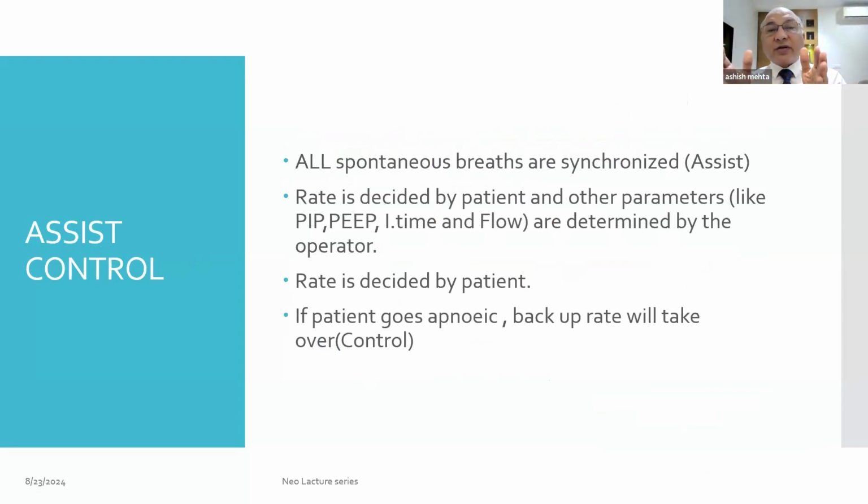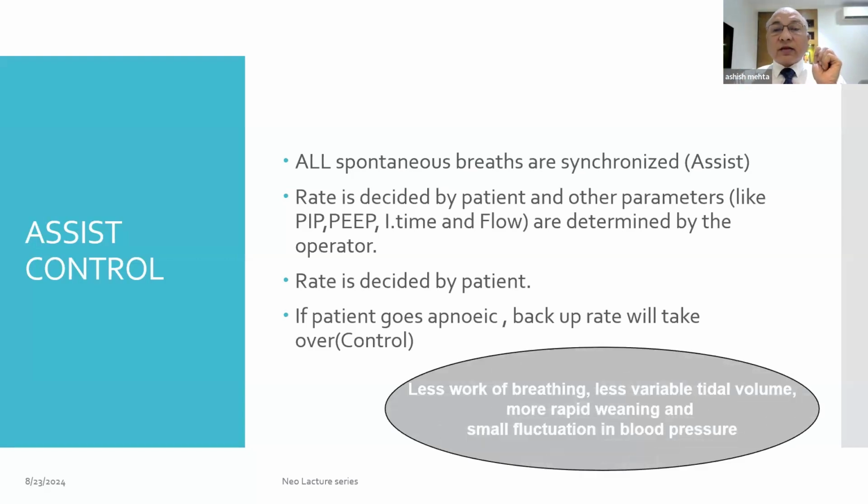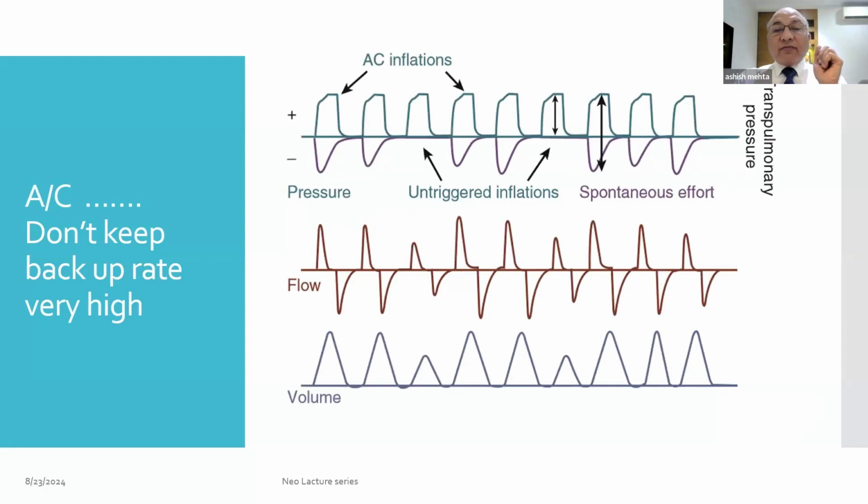The rest of the parameters are decided by the physician except the rate. The rate is decided by the patient, and that goes with assist control. The problem with assist control is that you need to make sure you don't keep your backup rate very high. Why so? Let's say I keep the backup rate at 60, which means one breath is 1 second.